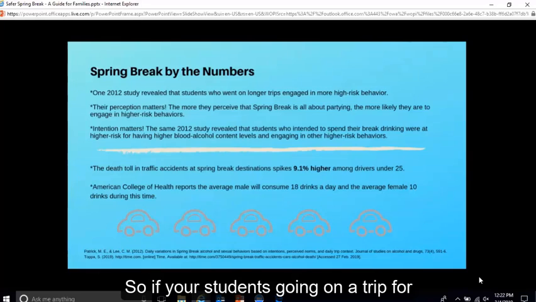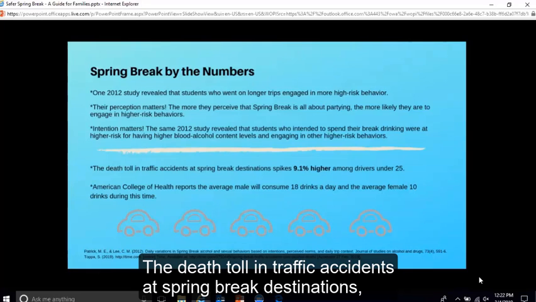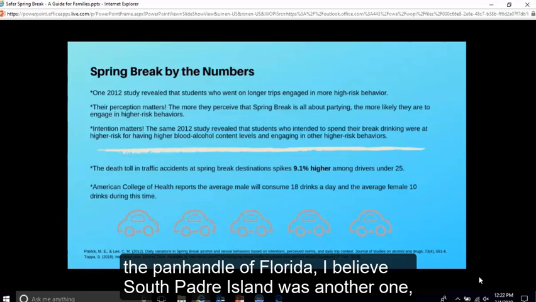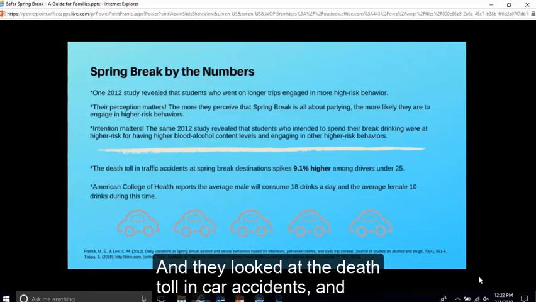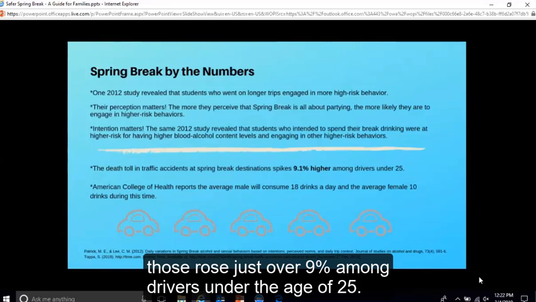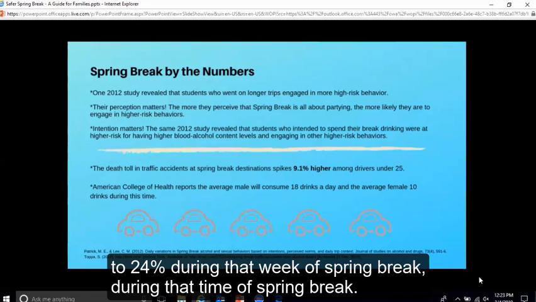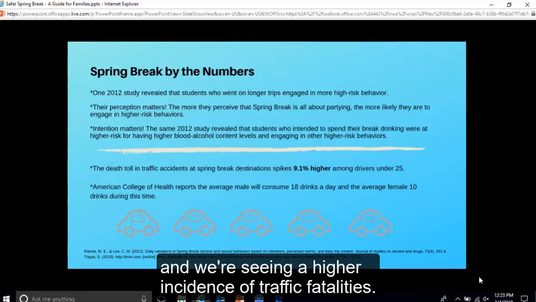So if your student's going on a trip for spring break, here are some things you need to know. The death toll and traffic accidents at spring break destinations. They looked at the death toll and traffic accidents in places like South Carolina, the panhandle of Florida, I believe South Padre Island was another one, and a couple of other really major spring break destinations. They looked at the death toll and car accidents, and those rose just over 9% among drivers under the age of 25. Traffic incidents altogether go up about 23 to 24% during that week of spring break. So we're seeing higher incidents of traffic accidents, and we're seeing higher incidents of traffic fatalities.